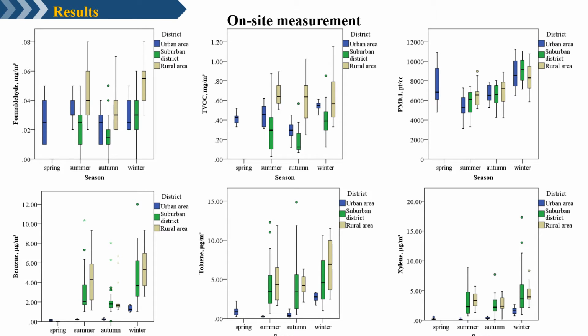The on-site measurements of VOCs and ultrafine particles are summarized here. The concentrations of formaldehyde and VOCs are all below the reference levels recommended by the Chinese IAQ standard. Rural areas had relatively higher concentrations of VOCs and formaldehyde compared to urban and suburban areas. With regard to seasonal variations, winter had higher concentrations of those pollutants compared to other seasons.